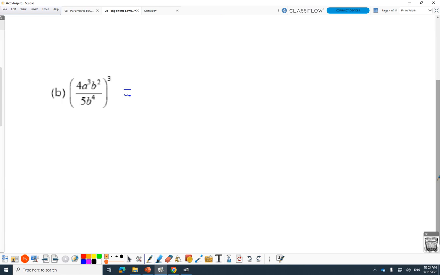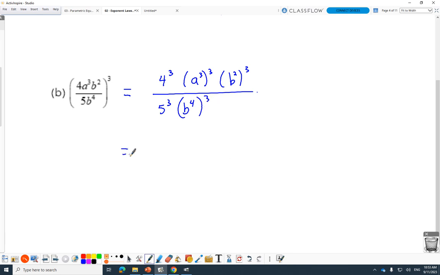A lot of the homework today, it's like, yeah, it works. This is exactly for this situation. This is all multiplication division, so the exponent can be distributed on everything. So this is 4 to the exponent 3. A cubed to the exponent 3. B squared to the exponent 3. 5 gets exponent 3, and B to the power of 4 gets exponent 3. If you're like, I totally get that, I don't know what he's talking about, I'm not going to have to do this homework.